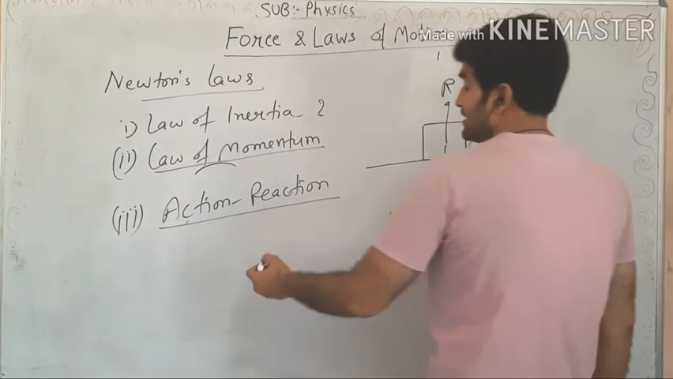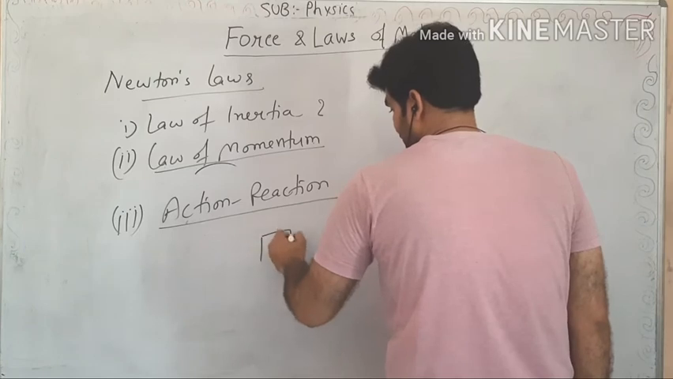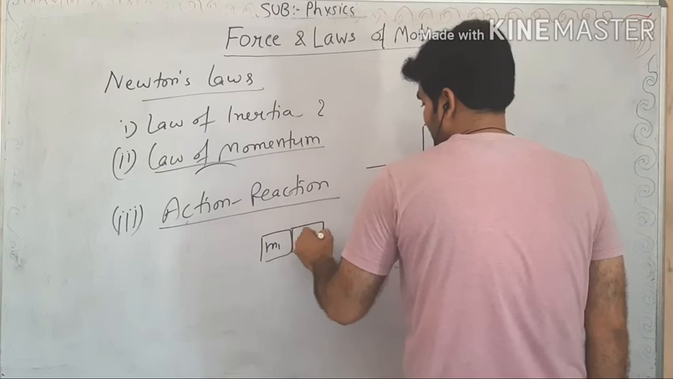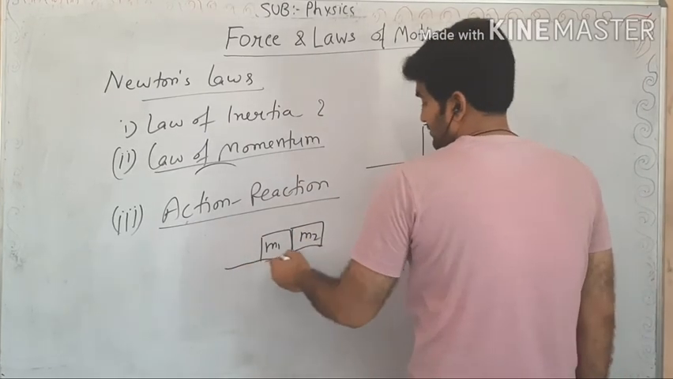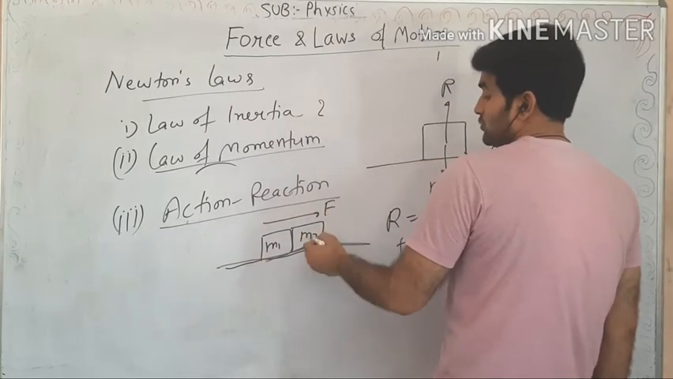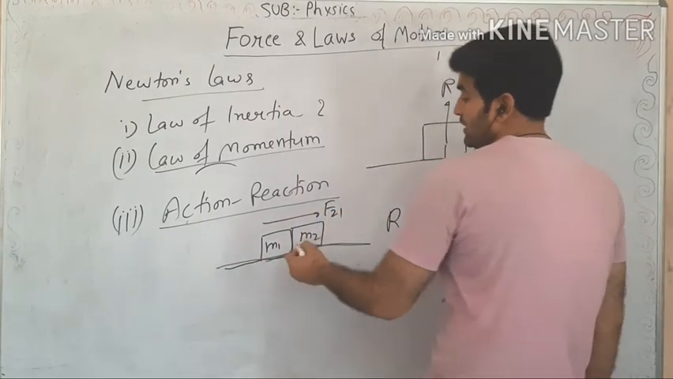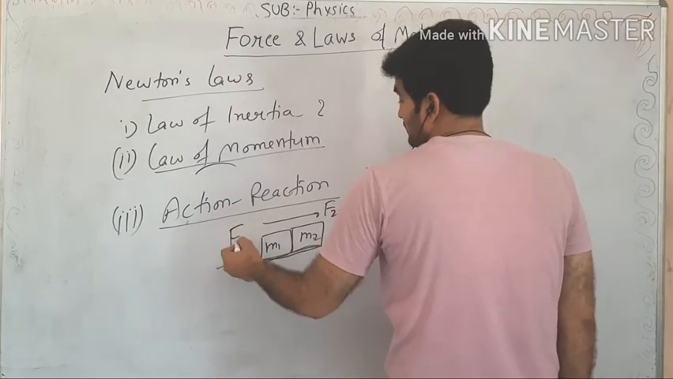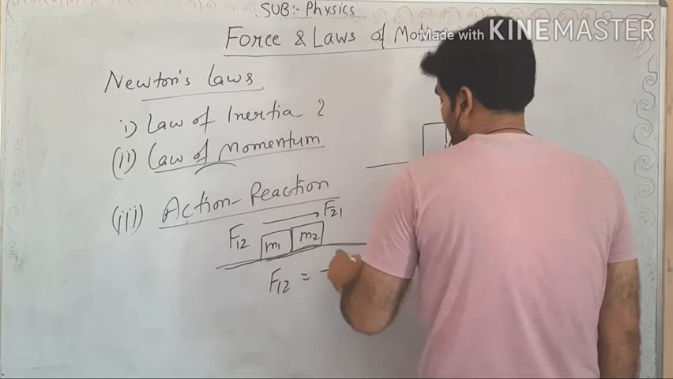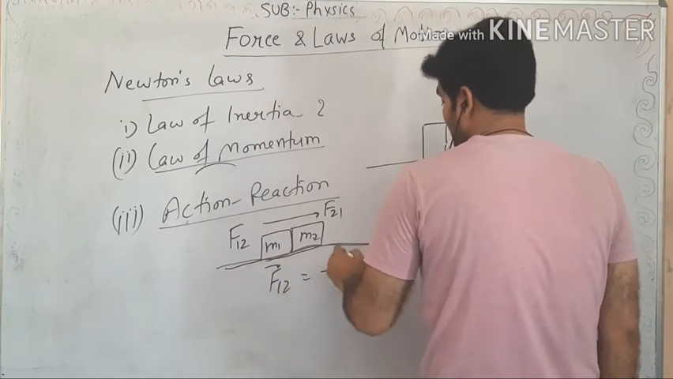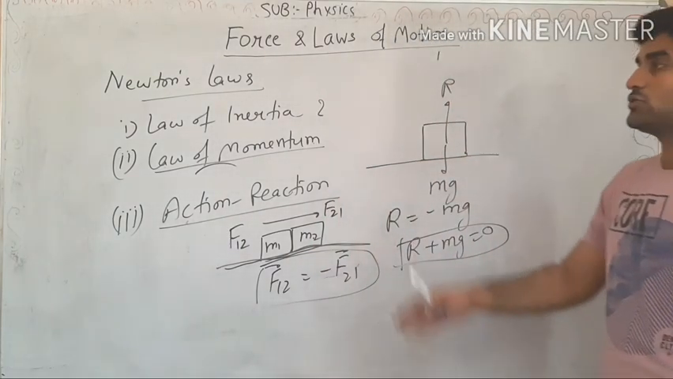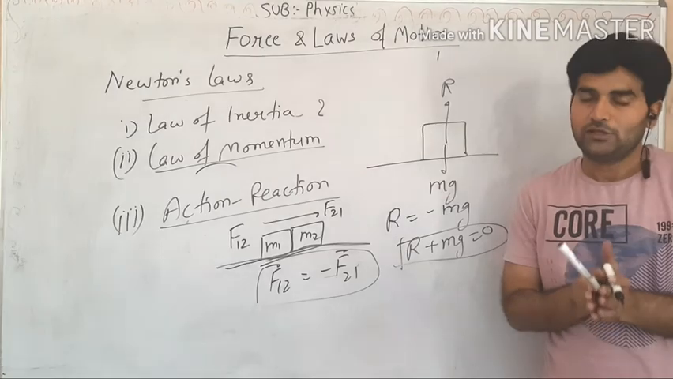For example, take two bodies, M1 and M2, lying on a table. If M1 applies some force on M2, say F21, and M2 applies some force on M1, that is F12, then definitely F12 will be equal and opposite to F21. This is the action and reaction law. So there are three laws of Newton. I hope it is clear to you.